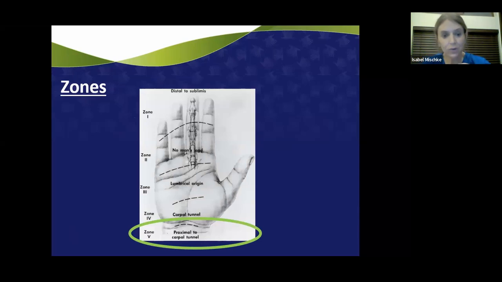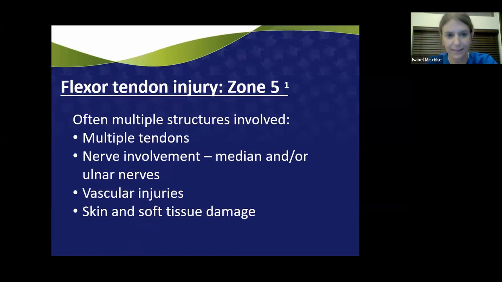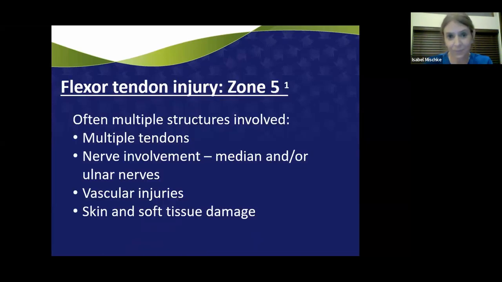So Zone 5 is basically the area proximal to the carpal tunnel and up to the musculotendinous junction. This is a graph of what a Zone 5 area looks like, and that is what it looks like on a patient. This is a Zone 4 and 5 combined. And obviously, as you can see, there are a lot of skin coverage problems. There's a lot of injured soft tissue structures there.